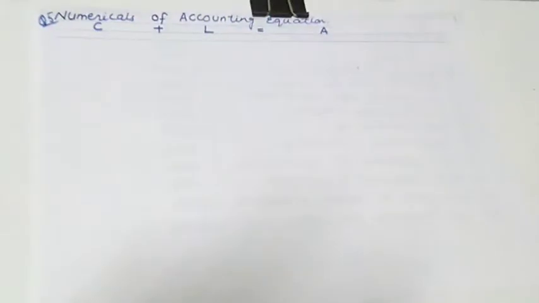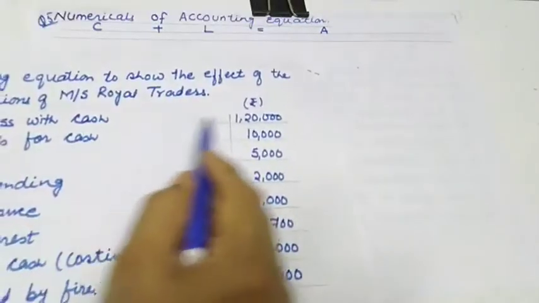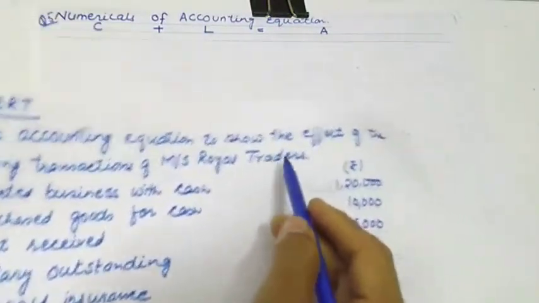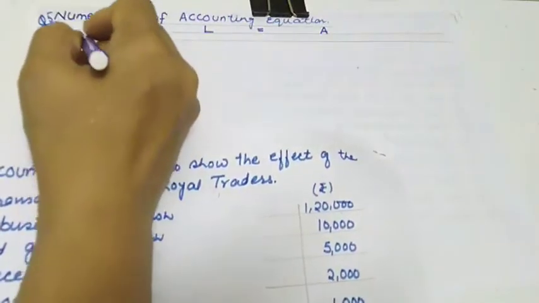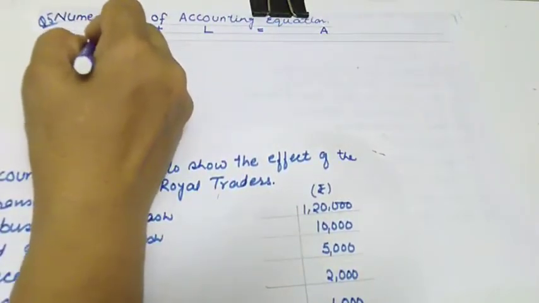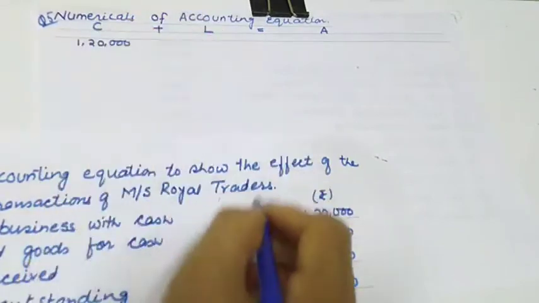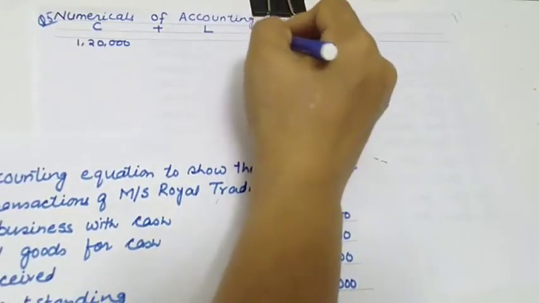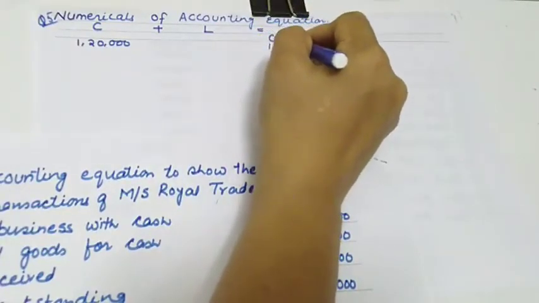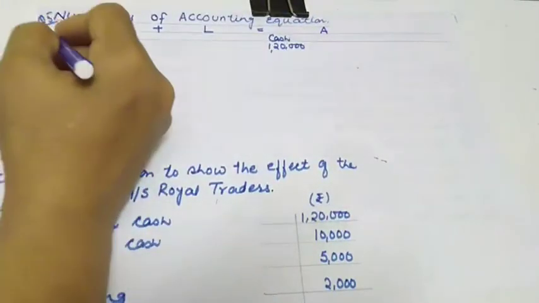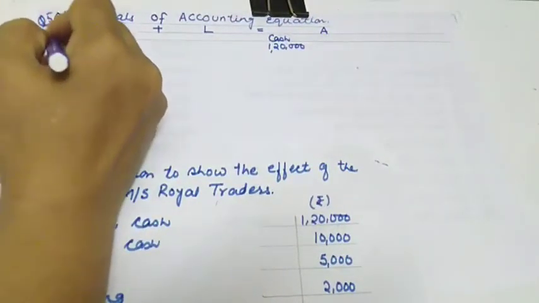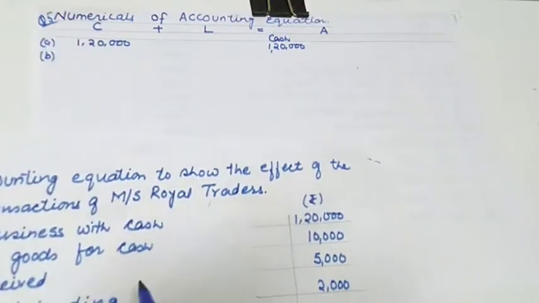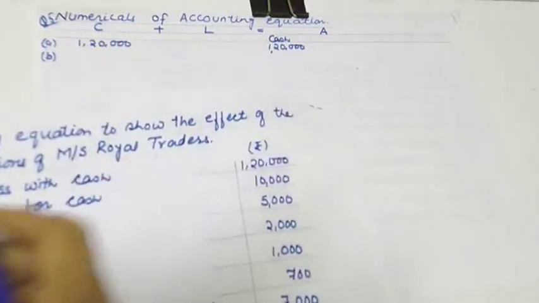So let us start. The first transaction is started business with cash rupees 1,20,000. So you know how and where to record this. It's a capital, and capital will be recorded here 1,20,000, because he is investing in the form of cash. So we'll write cash and 1,20,000 below this cash. So this was transaction 1. And after that you don't have to write a new equation, because there is no addition to this particular equation.